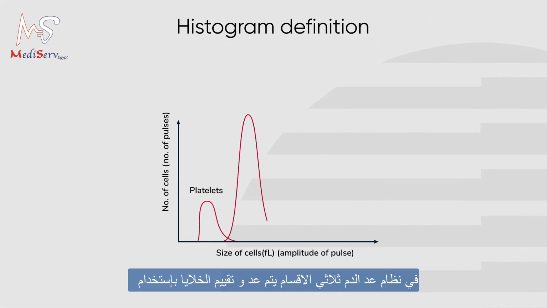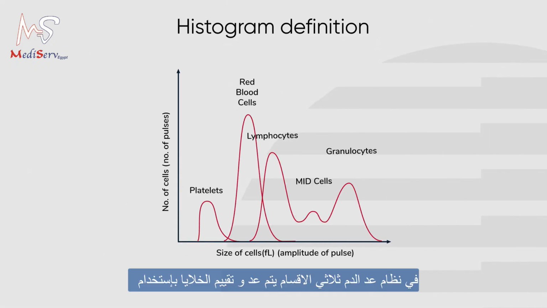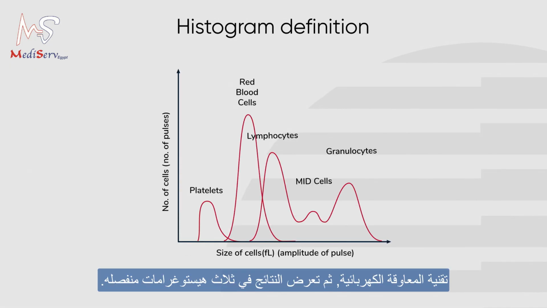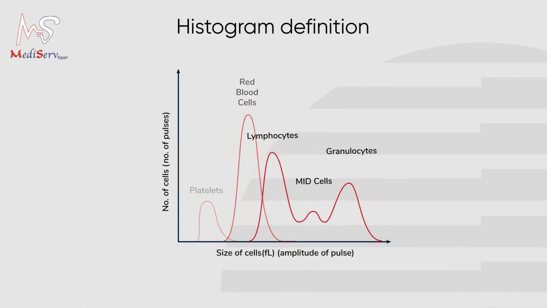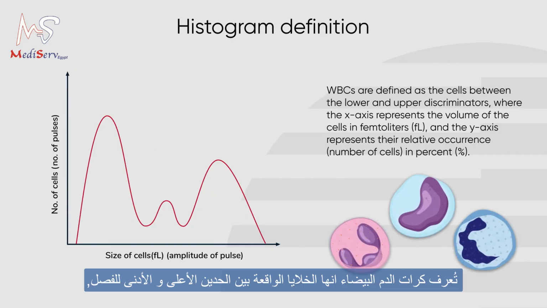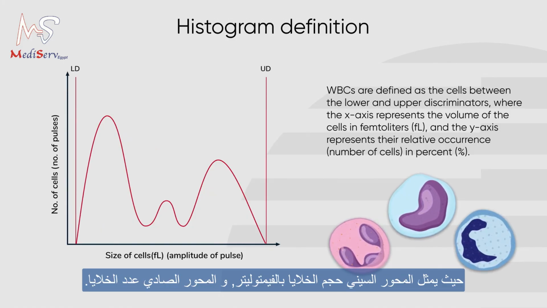In a three-part hematology system, the blood cells are all counted and assessed using impedance technology and are then displayed in three separate histograms: platelets, red blood cells, and white blood cells. White blood cells are defined as the cells between the set lower and upper discriminators, where the x-axis represents the size of the cells in femtoliters, and the y-axis represents the number of cells.